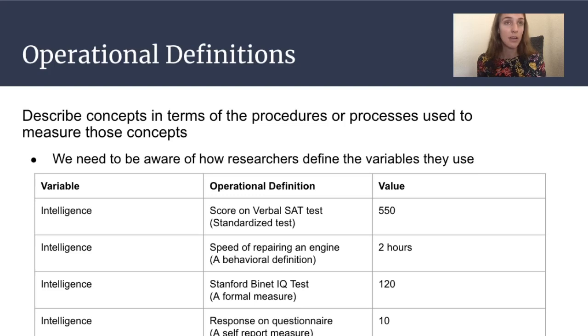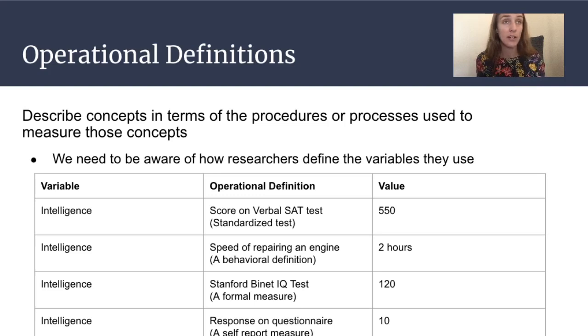And the idea here is maybe some of these are less good than others, okay? So say we're taking intelligence and we're defining it as our score on a verbal SAT test. Or maybe we're defining it as how quickly we can perform a task, something like repairing an engine. Or maybe we take a standard IQ test, or maybe we ask people to self-rate their intelligence. Here are a lot of different versions of intelligence, or ways that we could perhaps measure it. And one of these might be better than others, maybe using an actual IQ test.